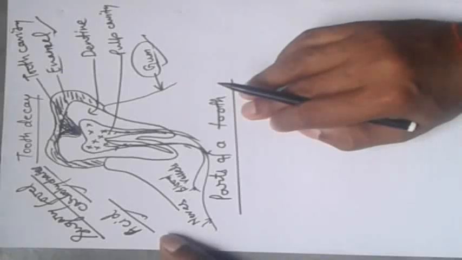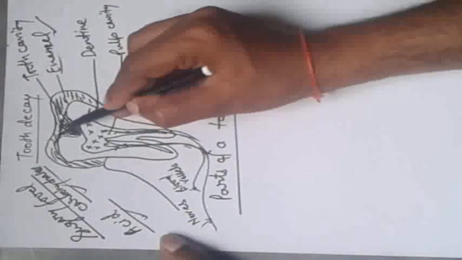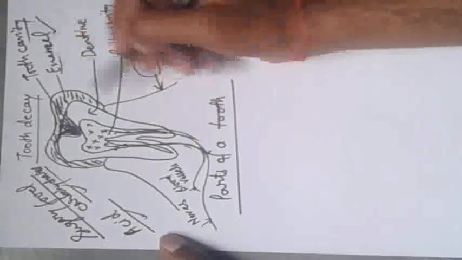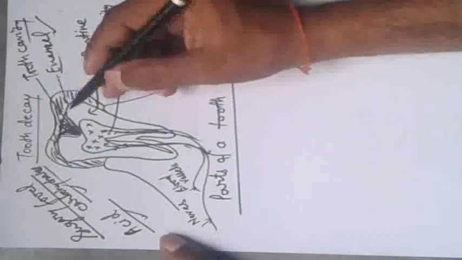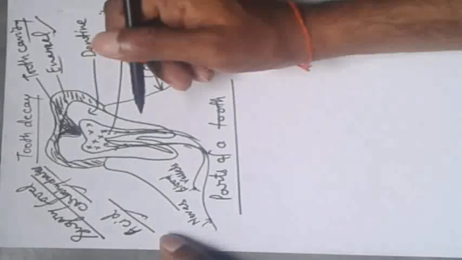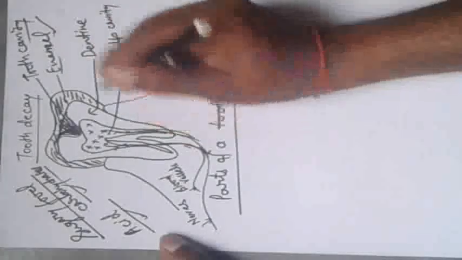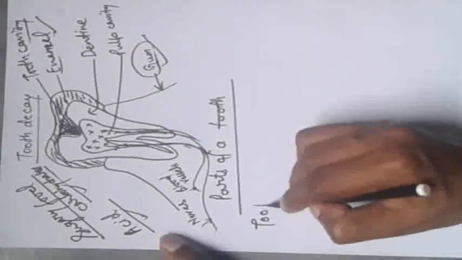So what is tooth decay? Tooth decay is a process in which our tooth becomes rotten due to the action of some bacteria on the food left over our teeth, and it forms some cavity in our tooth. This cavity is called tooth cavity, and that is responsible for toothache.